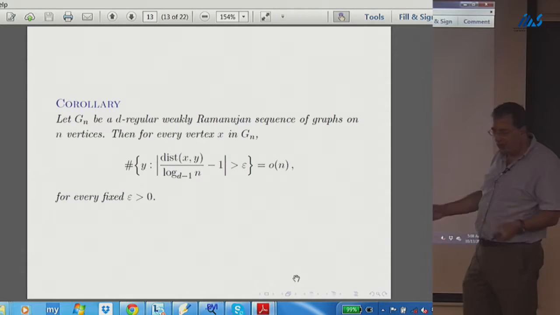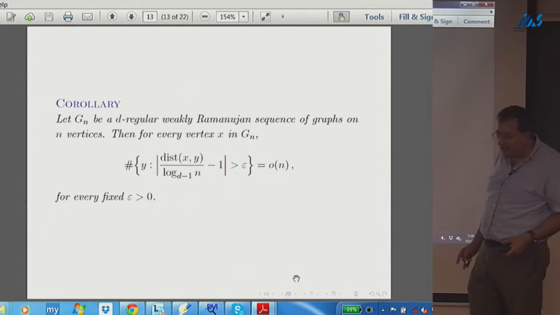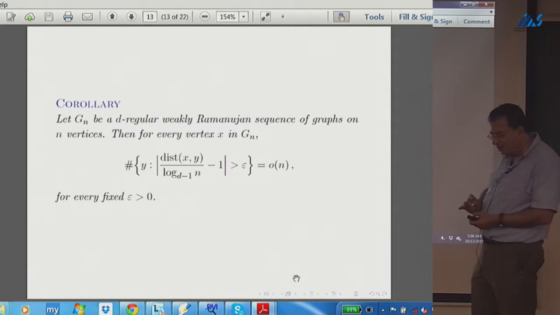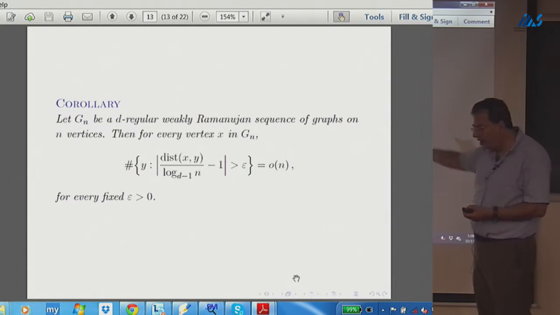So if the graph is an expander and you have fewer than a power of n vertices with eigenvalues outside the Ramanujan interval, they could be arbitrarily far up. As long as it's an expander, the conclusions still hold.